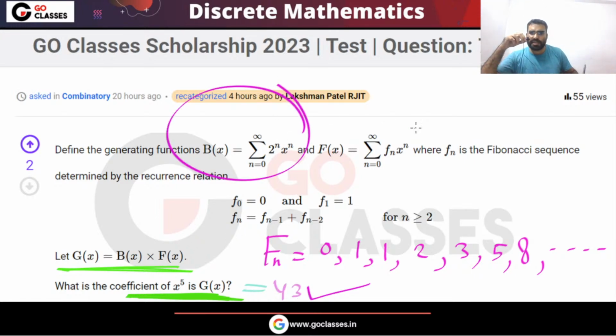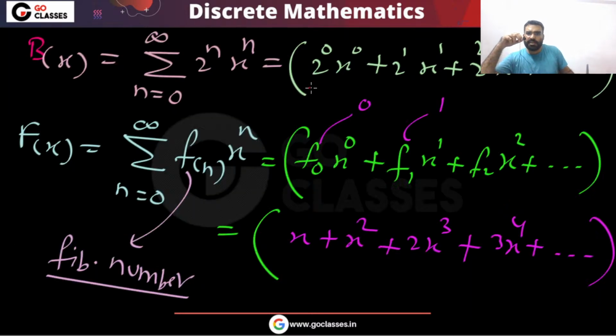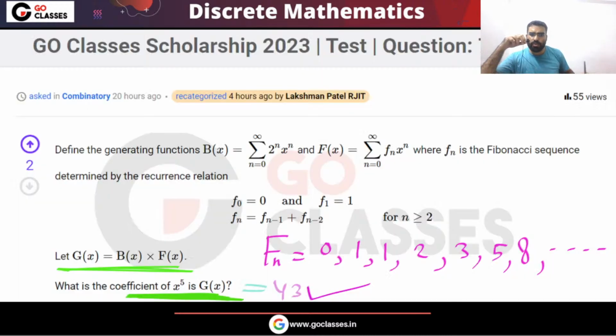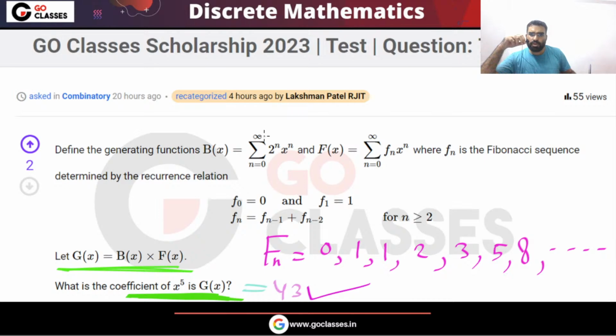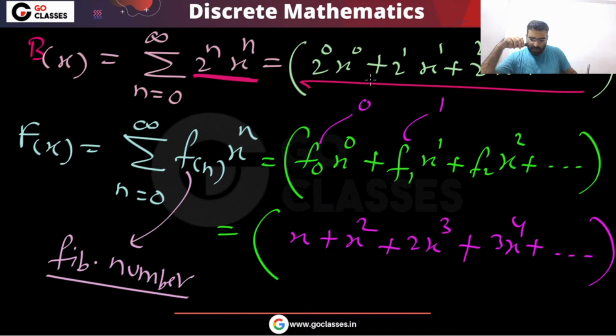Two generating functions are given to you. This generating function is given: the sum of 2 power n x power n, with n going from 0 to infinity. So you can notice 2 power 0 x power 0, 2 power 1 x power 1, 2 power 2 x power 2, and so on. This is your generating function Bx.